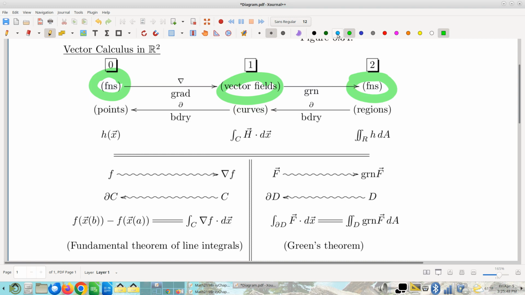And you may recall long ago I suggested that we would have good reason in the future, and here we are, to compose these operators. Gradient, that turns functions into vector fields. Green's operator, that turns a vector field into a scalar valued function.